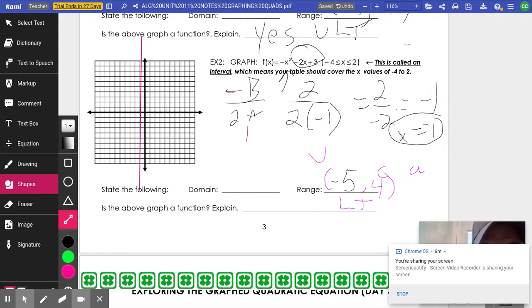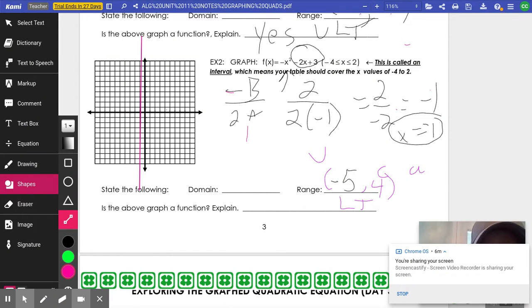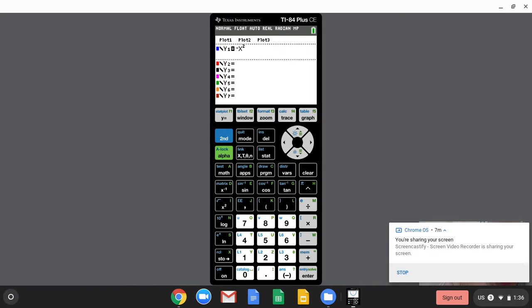Well, I need a turning point, but I don't really want to do the whole thing, plug the -1 back in. So I can use my calculator and I can find the turning point. So again, I'm going to use my calculator. I'm going to plug in what it said, which I'm going to have to flip back. It's -x squared minus 2x plus 3.